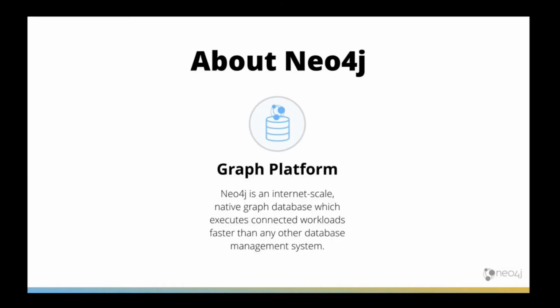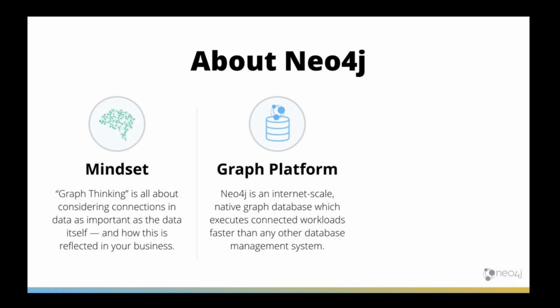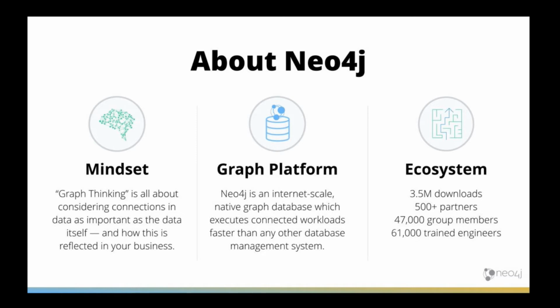So Neo4j at its heart is a graph platform. It's an internet-scale native graph database which executes connected workloads faster than any other database management system. And this goes along with a mindset about graph thinking. Graph thinking is all about considering connections in data as important as the data itself and how this is reflected in your business. Now, when you use Neo4j and when you adopt Neo4j, you are also joining a huge ecosystem of other companies and partners that have chosen to live in the graph mindset.